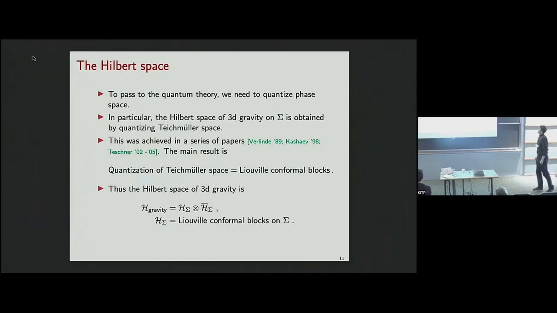Teschner. And the main takeaway result from this is that if you want to quantize Teichmueller space, then the wave function will be exactly a conformal block on the surface sigma. And the Hilbert space that you get from quantizing Teichmueller space is exactly the space of all Liouville conformal blocks, meaning that these are Virasoro conformal blocks with the additional condition that every state that appears as internal state has to be above threshold. So it has to be heavy and have conformal weight more than (c-1)/24. And these are precisely the conformal blocks that appear in Liouville theory.